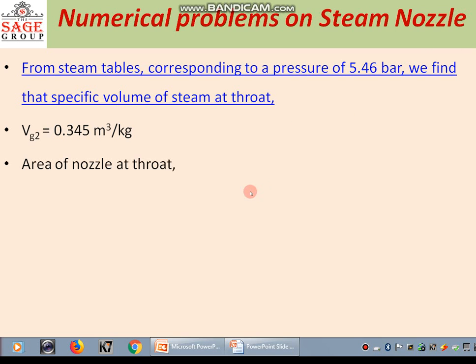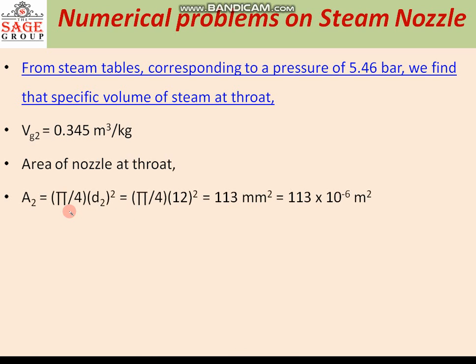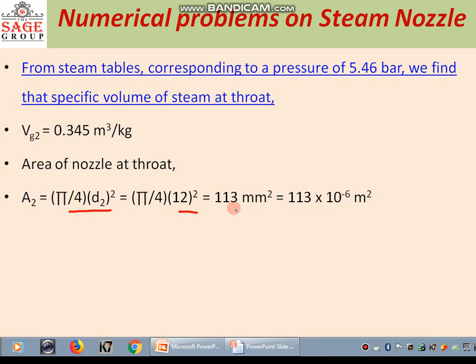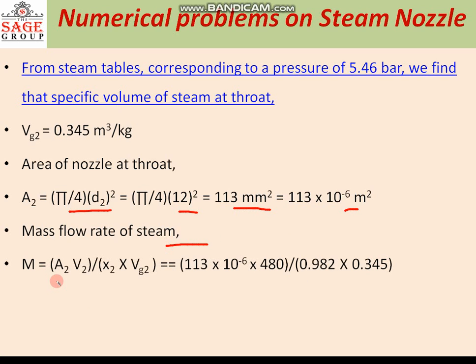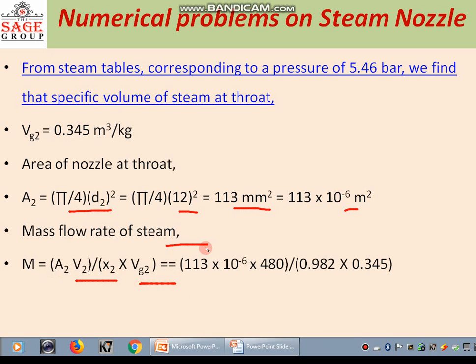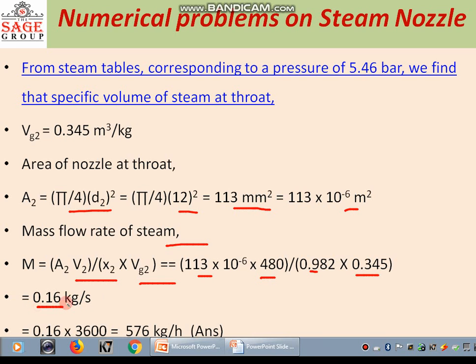Now the area of the nozzle at the throat can be obtained from the relation A equal to pi by 4 d2 square, so pi by 4 into 12 square, so 113 square millimeter equals 113 into 10 to the power minus 6 square meter. Mass flow rate of steam m equals A2 V2 upon x2 into Vg2, that equals 113 into 10 to the power minus 6 into 482 divided by 0.982 into 0.345. It gives the value 0.16 kg per second, and that is equal to 0.16 into 3600, 576 kg per hour. So this is the answer for this question.